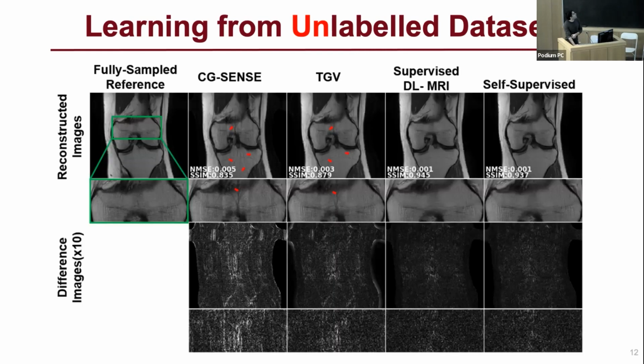So here are some results on fastMRI at rate 4. The first two, the TG-Sense and TGV, are the parallel imaging and compressed sensing methods. At rate 4, they don't perform well. We can see those artifacts with the red arrows and also in the difference images. Supervised deep learning has access to the fully sampled data. That's why it can learn and can remove the artifacts. But the interesting thing here is our self-supervised approach, trained only using undersampled data, can still match the performance of the supervised deep learning.